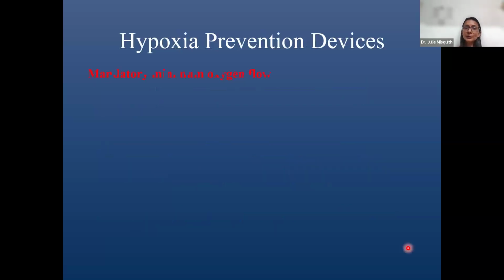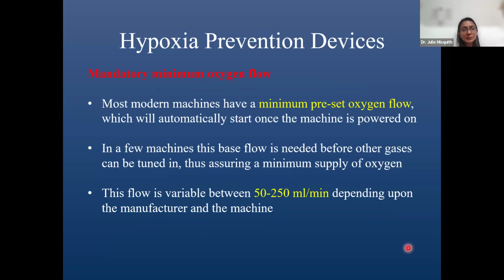The next important topic would be hypoxia prevention devices. Mandatory minimum oxygen flow. Most modern machines have a minimum preset oxygen flow. In a few machines, this base flow is needed before any other gas can be turned on. And the flow is variable between 50 to 250 ml per minute. In machines which are equipped for low flow anesthesia, 50 ml per minute is the minimal flow. But in most machines, it's around 250 ml. But yes, it depends on the manufacturer and the machine.